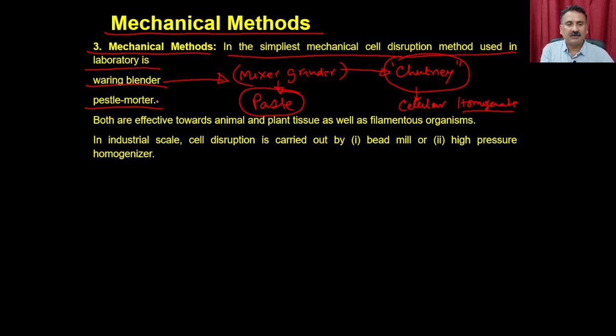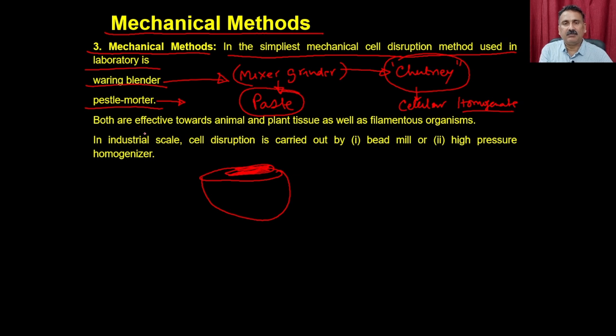Pestle and mortar is also the same. I'm sure you might have seen the pestle and mortar. It's where you have a bowl and you also have a rod, right? So that rod is going to be used for grinding the cell, grinding the substance. But these are mechanical methods. These are the manual mechanical methods.